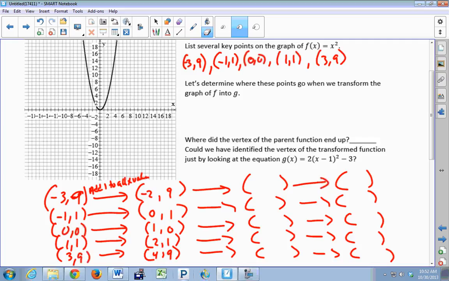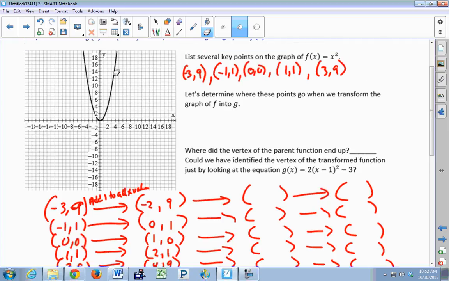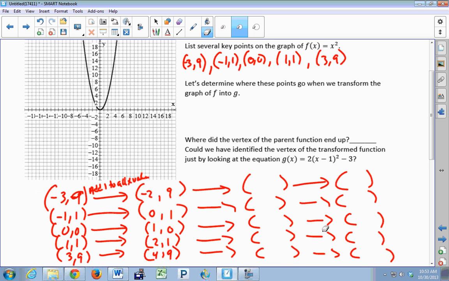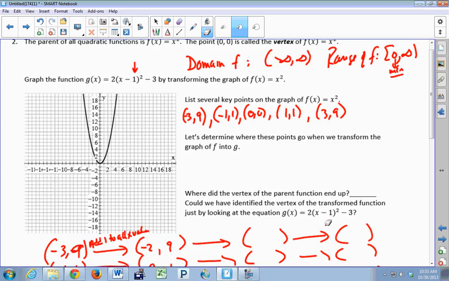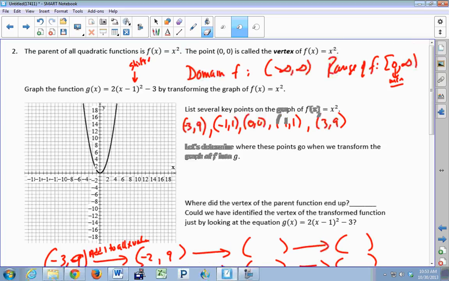I wish I had animation so I could keep moving this graph to show each transformation, but I don't, and I don't want to take the time. So we'll do all of them and then graph the final transformation. So I've taken care of the shift right 1 unit.